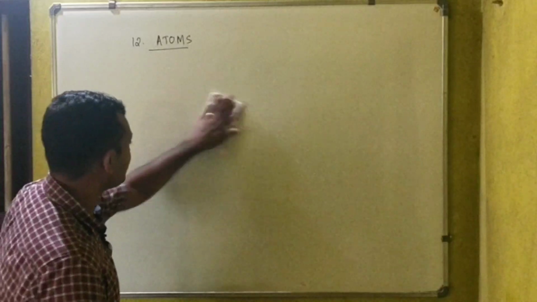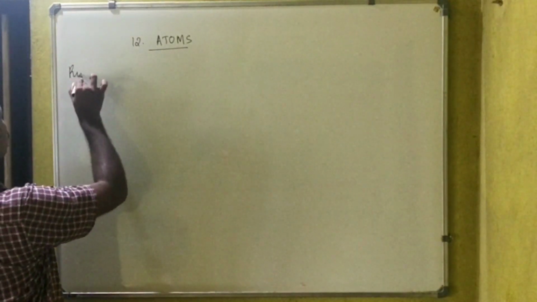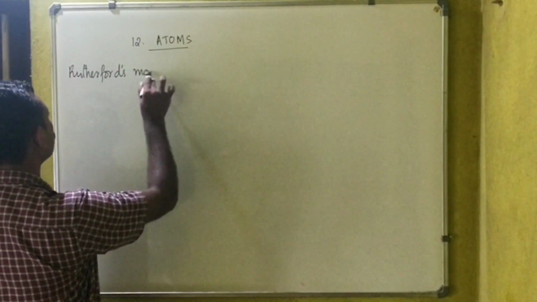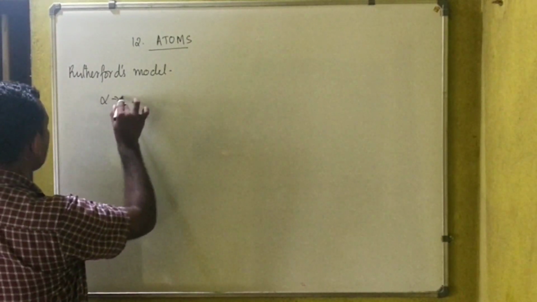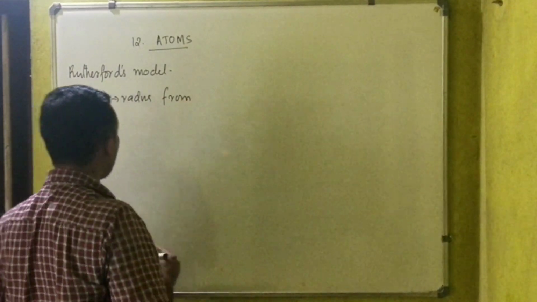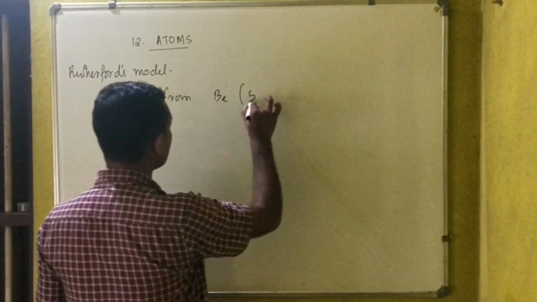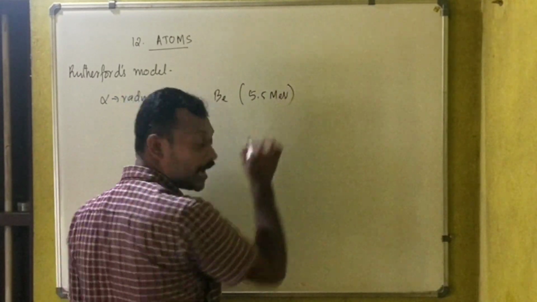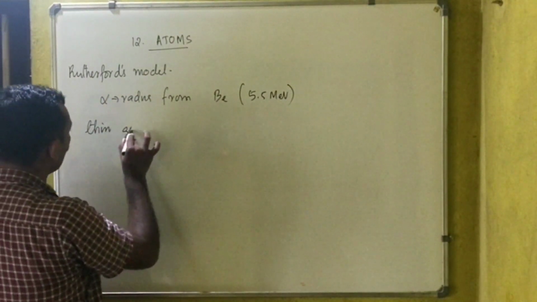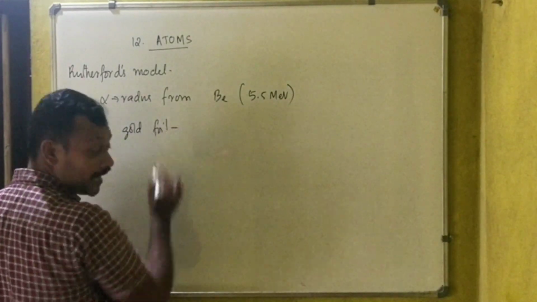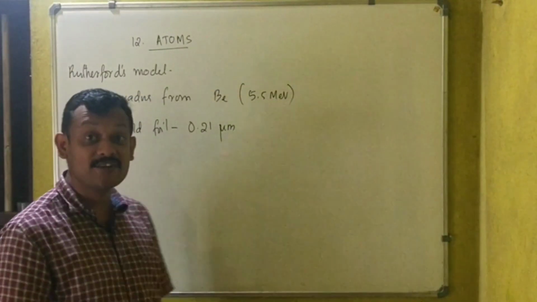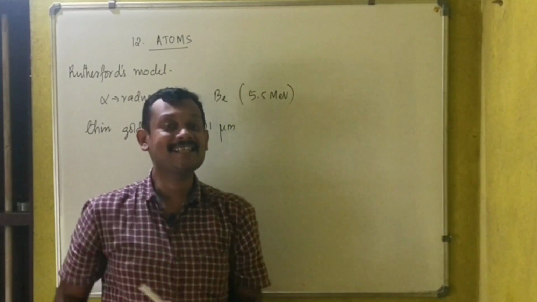According to Rutherford's atom model, alpha radiations from beryllium, whose energy is 5.5 million electron volt or mega electron volt, were made to strike a thin gold foil of thickness about 0.21 micrometer. 0.21 micrometer. What is this size?